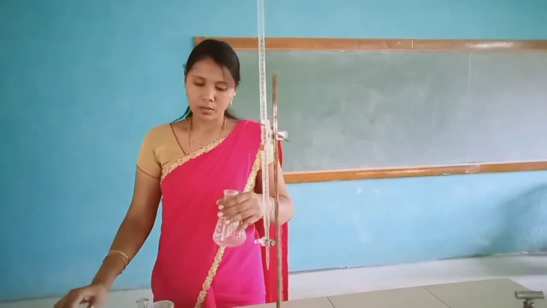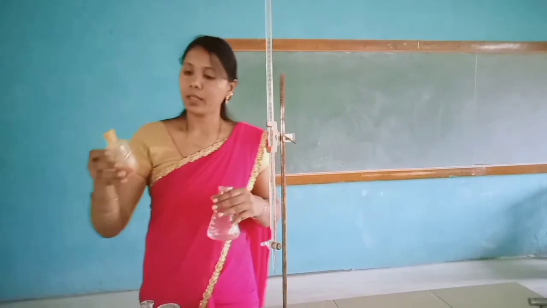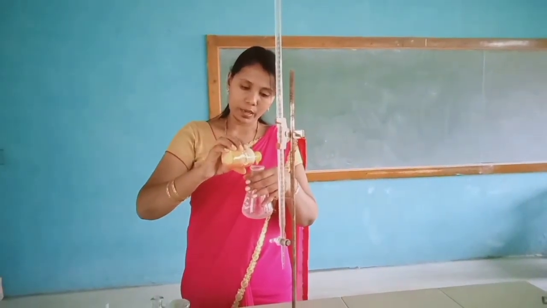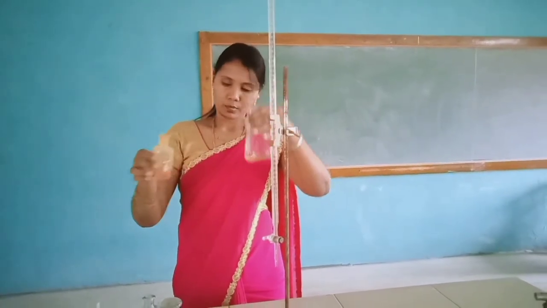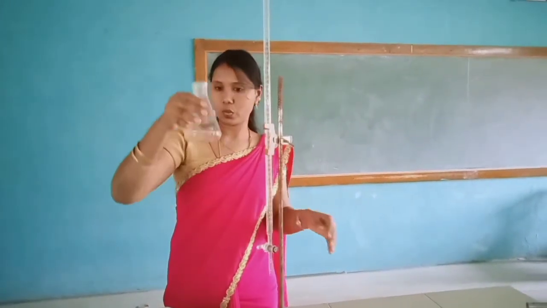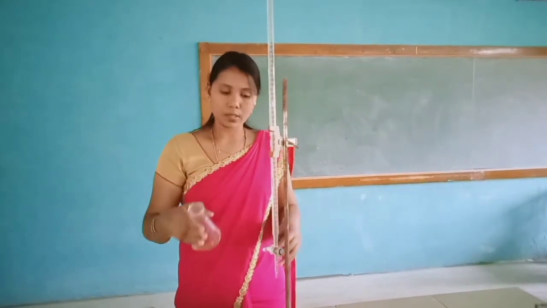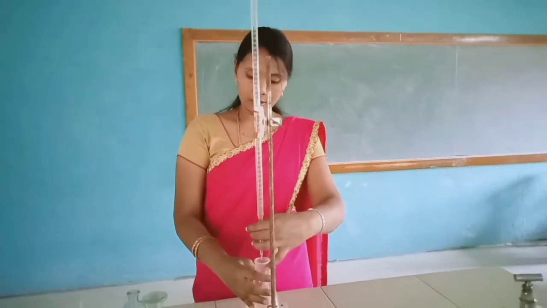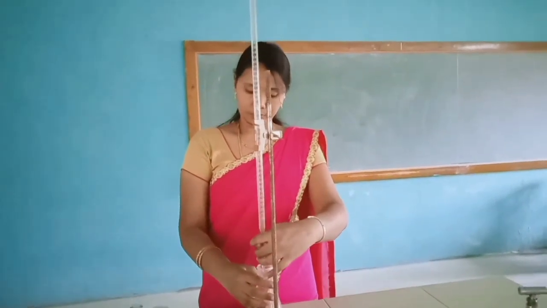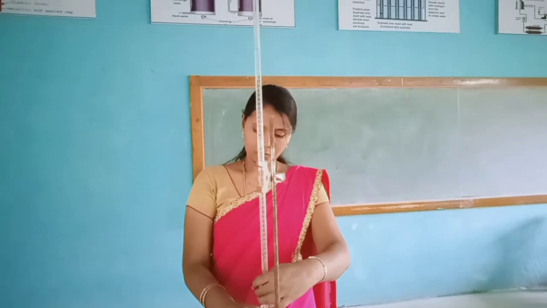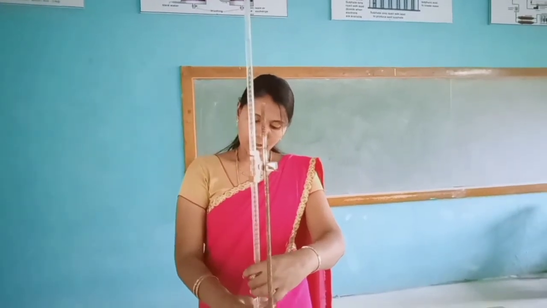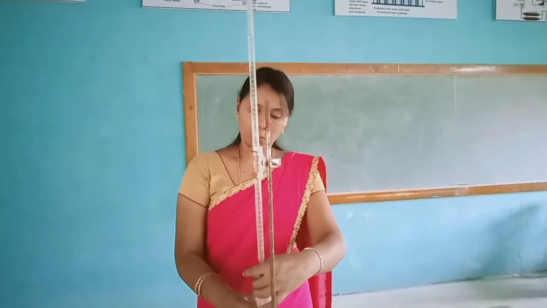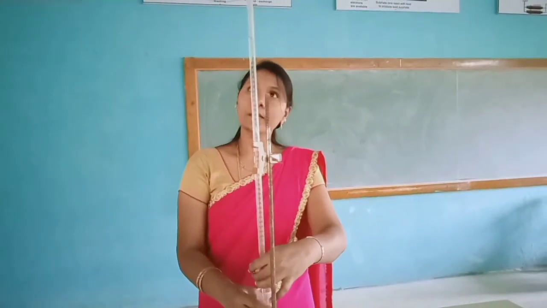Along with that, now we are adding the indicator, that is methyl orange. Look at here, when I add methyl orange, the solution becomes yellow. The mixture is titrated against the given acid, that is HCl. When we titrate, the yellow color slowly disappears and there will be the appearance of the endpoint. The endpoint is orange color.